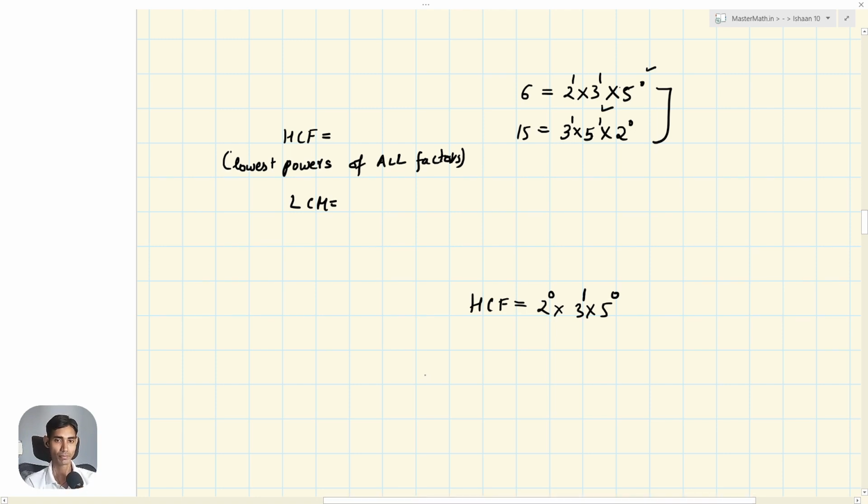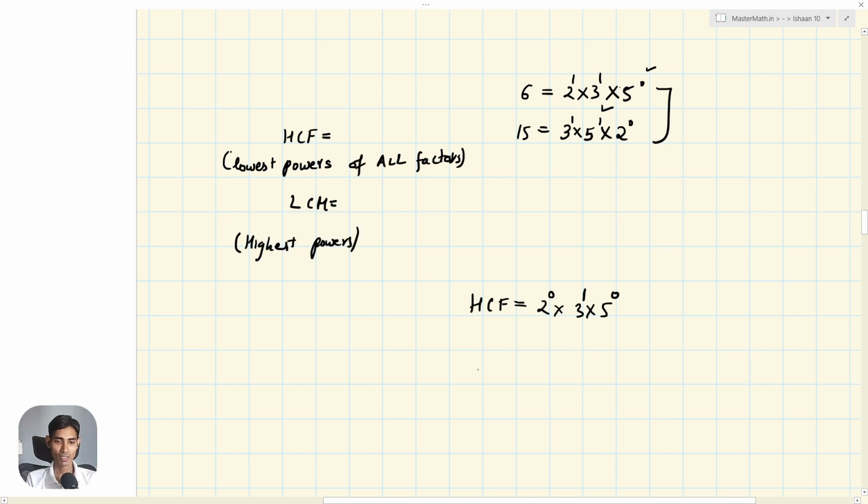So 6 is 2 power 1 into 3 power 1 into 5 power 0. You have to specify that: 6 is 2 into 3, that is 2 power 1 and 3 power 1. Okay, sir. Now LCM would be the highest powers of all these values.